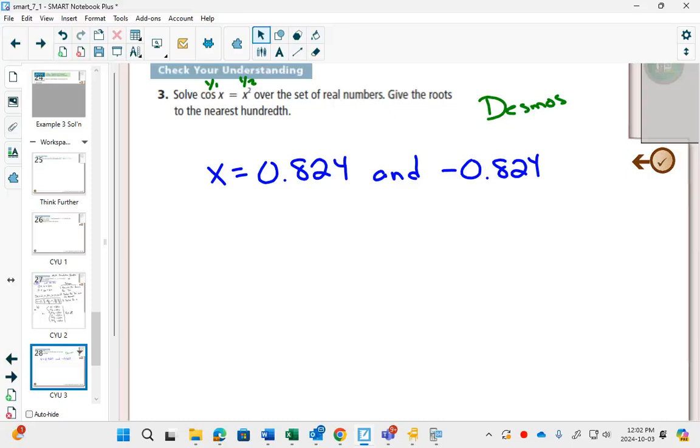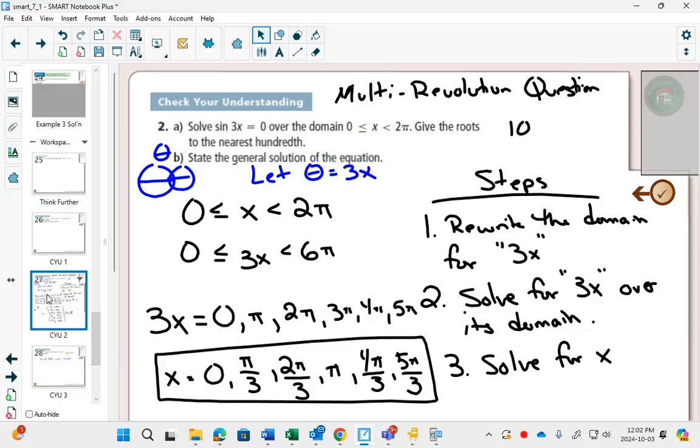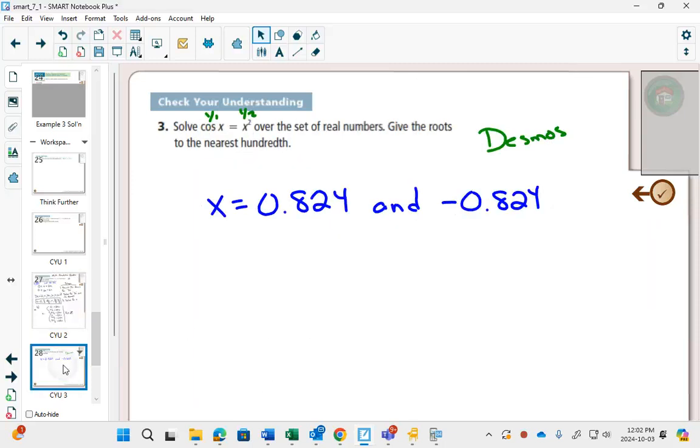For those of you that have a calculator, it's kind of nice. You could use that for solving this question. You could type this into y1 and this into y2 and find out where they intersect. And you can use that as a way to check your answers and see if they're right. So if you want to do more practice with your graphing calculator, you can do question 7.